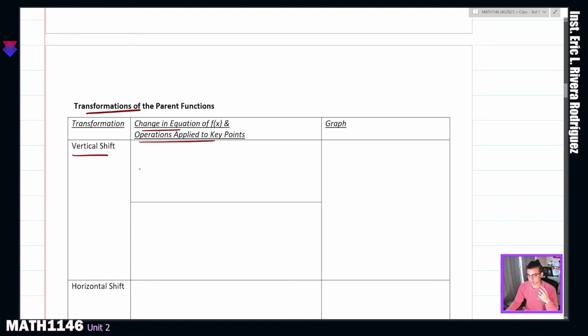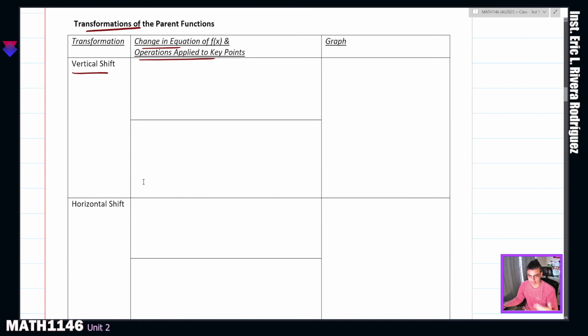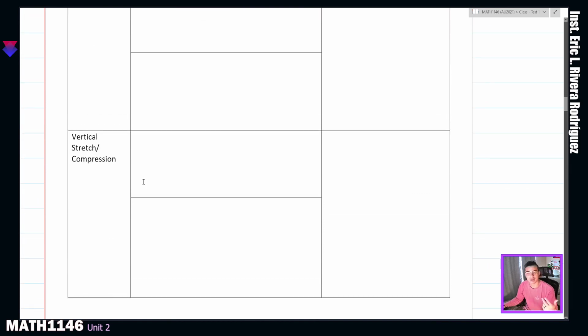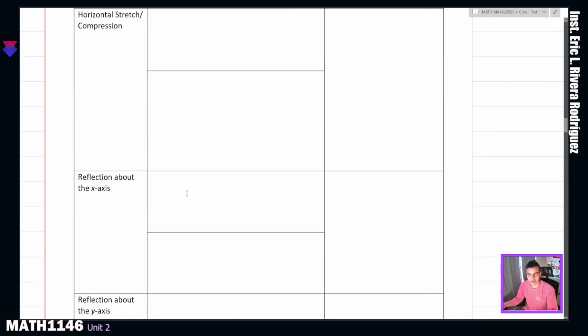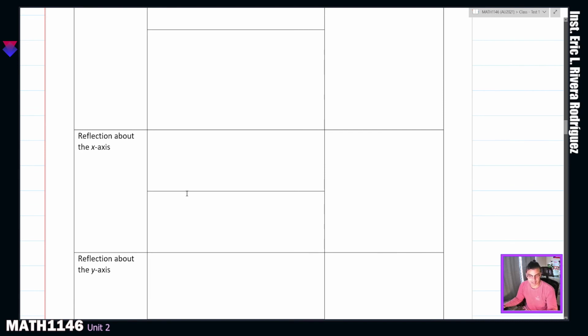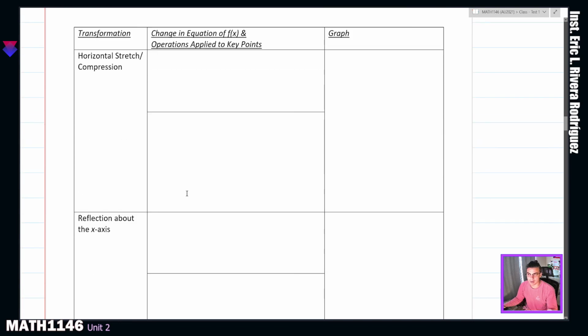We have 2 main types of transformation: vertical and horizontal. Vertical is related to all the y values. Horizontal is related to all x values. And then we have other categories where we have a vertical shift, horizontal shift, vertical stretch or compression, horizontal stretch or compression. We have reflection about the x-axis or the y-axis. Okay, so all this you need to know.